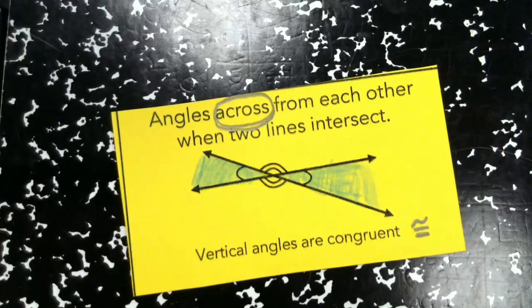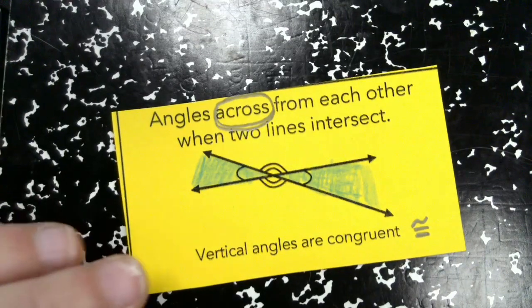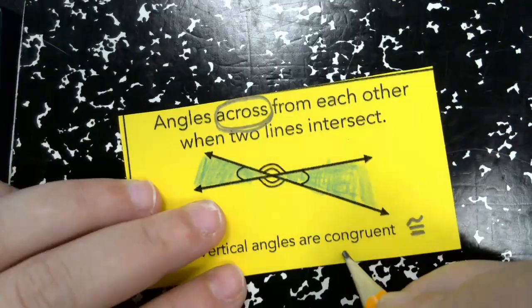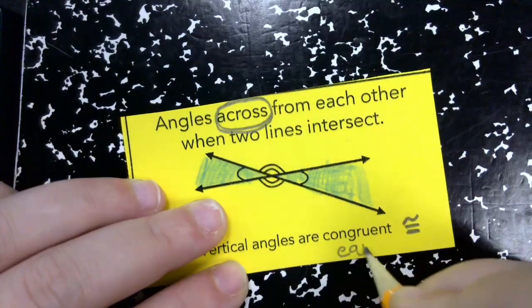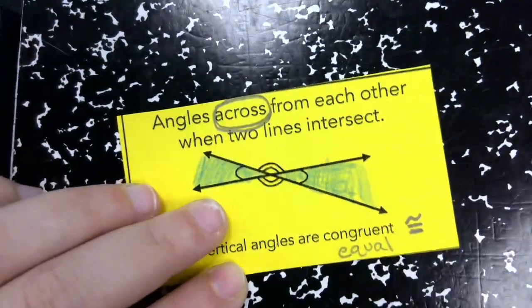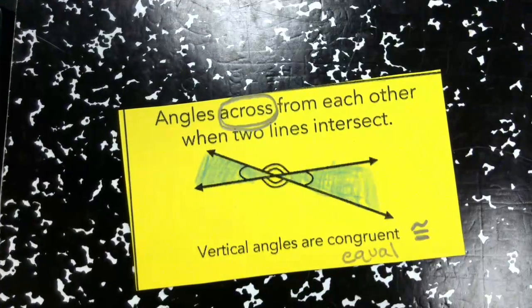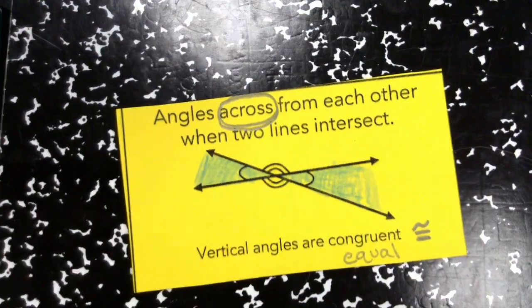And if you need to remind yourself, what does congruent mean? Equal. Vertical angles are always congruent.